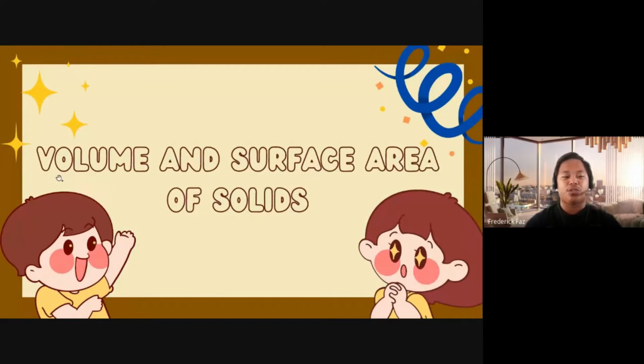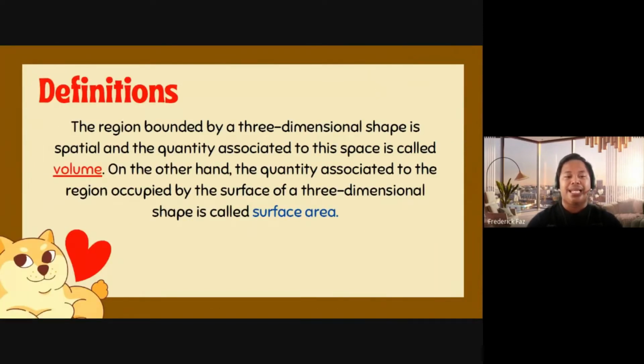Today, we are going to discuss volume and surface area of solids. Let's have the definitions of volume and surface area. So for volume, this is the region bounded by a three-dimensional shape, which is called space, and the quantity associated to this space is called volume. For the surface area, it is the quantity associated to the region occupied by the surface of a three-dimensional shape.